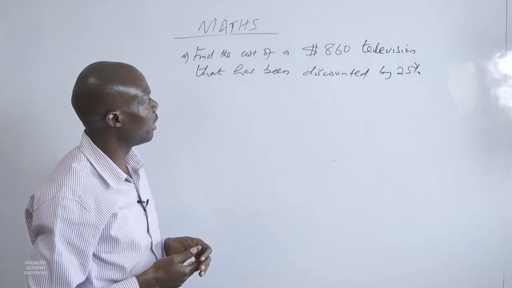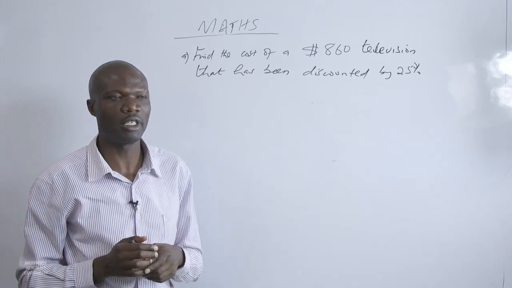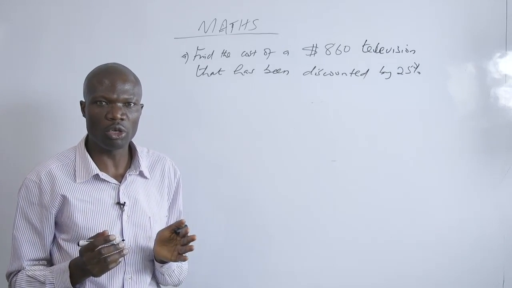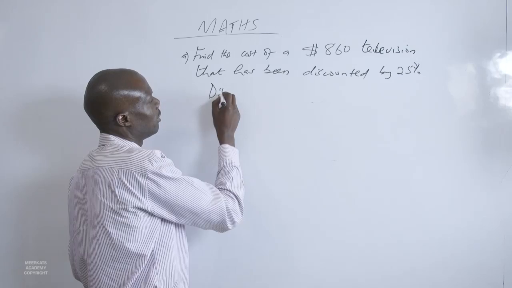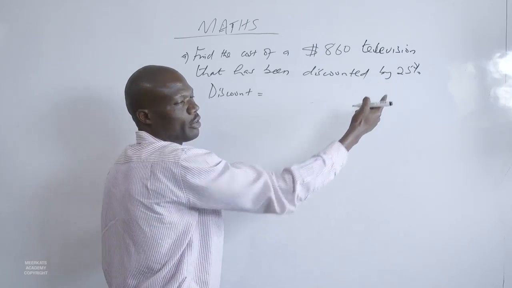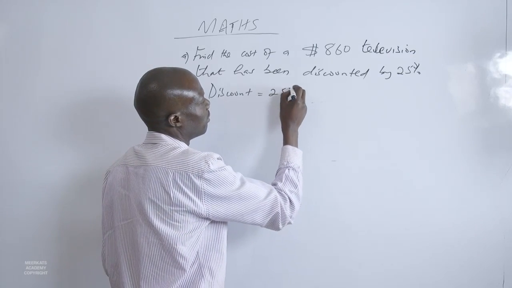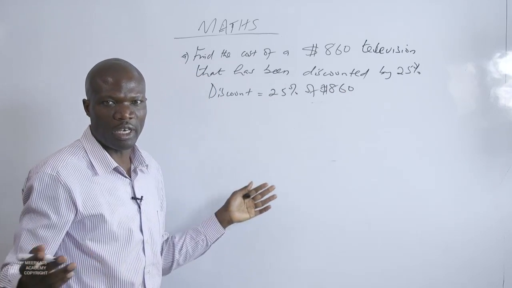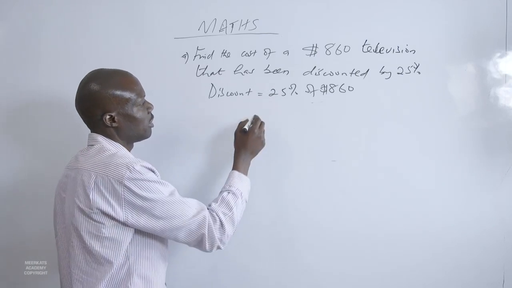Find the cost of an $860 television that has been discounted at 25%. So we are looking at the discount. What is our discount in this case? So we first start by looking at the discount. And the discount is what? 25% off $860. So this will be 25% of $860. So change it and get the discount.